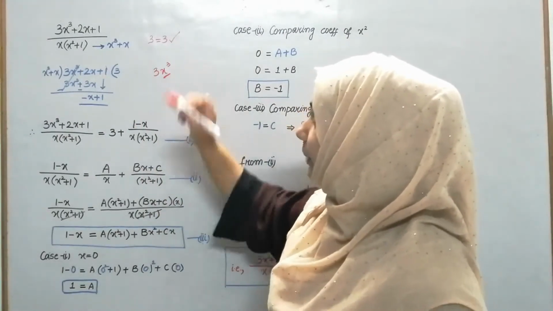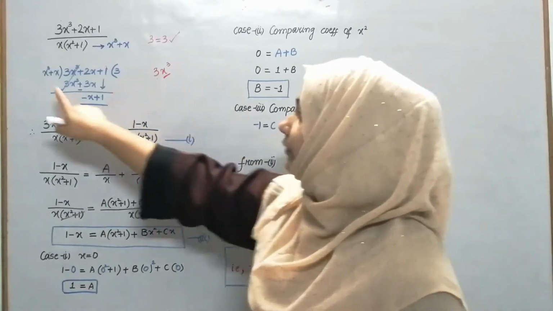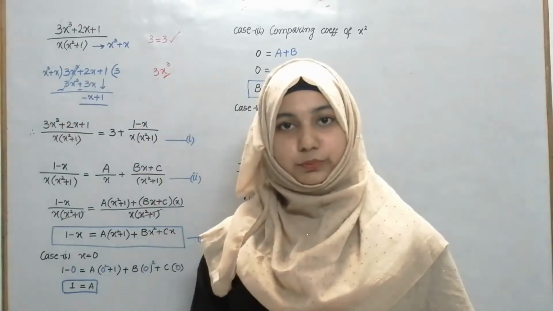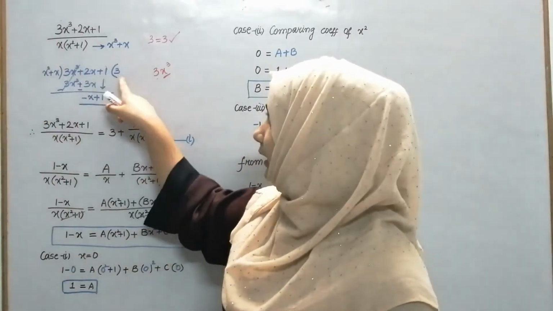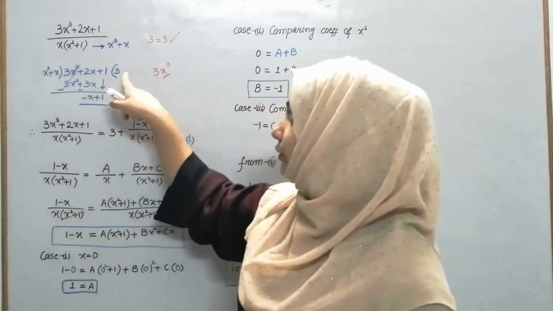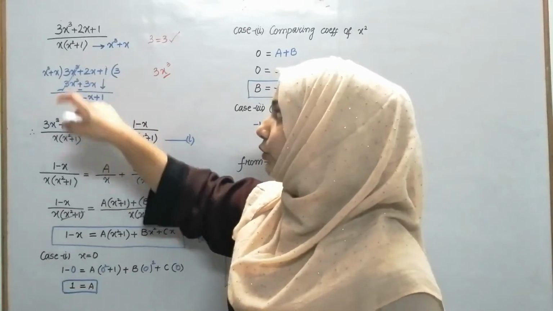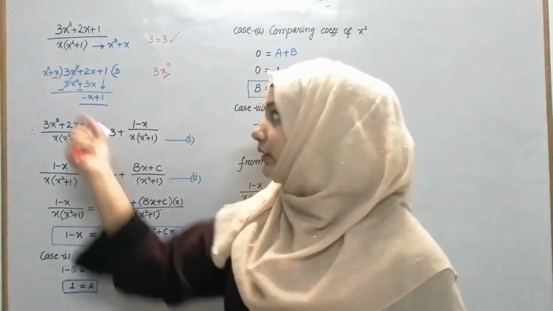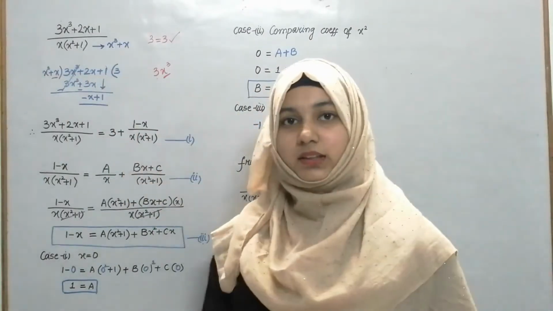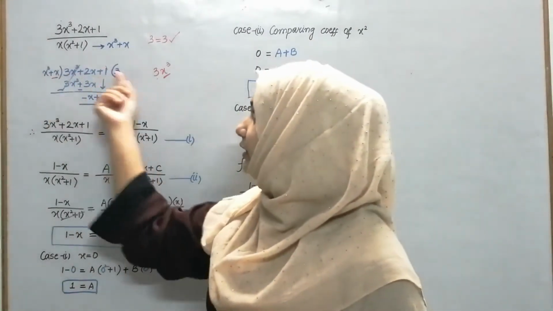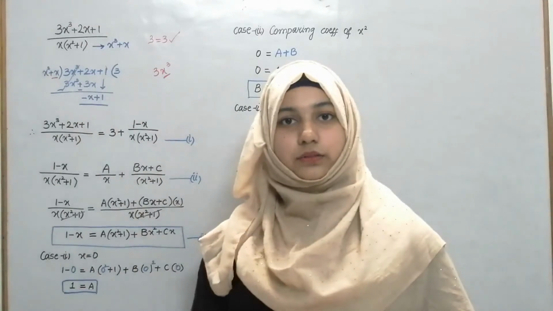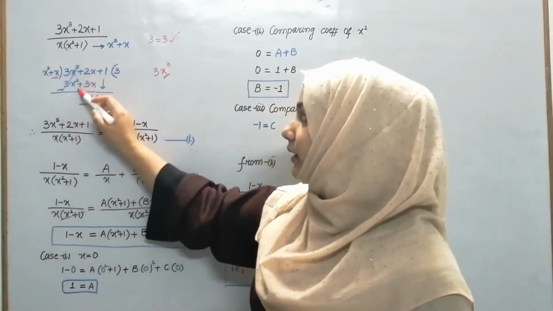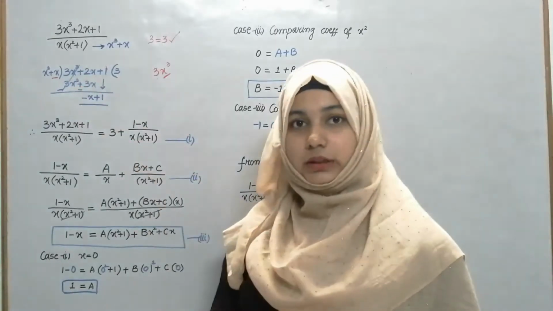I have x cube. I need what? 3. If I multiply 3 with this x cube, I'll get 3x cube, right? So I'm multiplying 3 here. So x cube into 3 is 3x cube. But I also have one more term here, plus x. So this plus x will also be multiplied with 3. So x into 3 is 3x, right? Now changing the signs. This is positive, so I'm changing it to negative. This is positive, I'm changing it to negative.